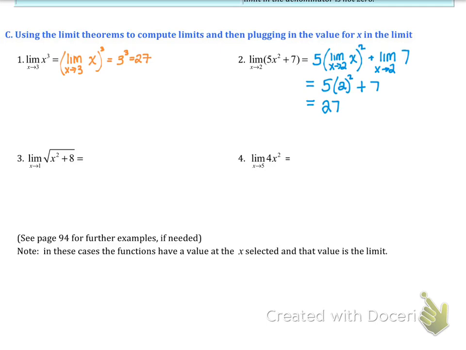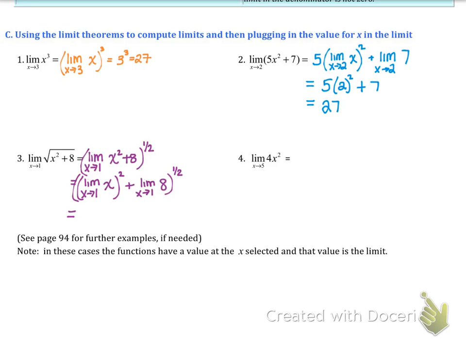And then in number 3, when you have a radical, the same thing is going to happen. So we have the limit as x approaches 1, x squared plus 8 can all now be raised to the 1/2 power. And then we can simplify inside as well and say the limit as x approaches 1 of x, this whole quantity squared, plus the limit as x approaches 1 of our constant 8, and then this whole thing to the 1/2 power.